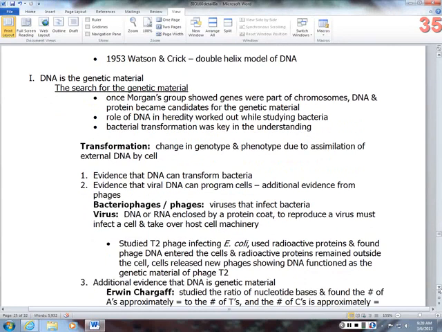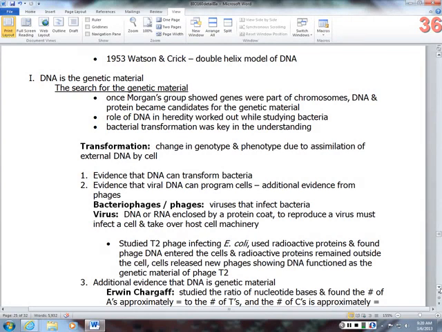So the genetic material. A researcher, Morgan, showed that genes were part of the chromosomes. At that point, they knew there were genes, but they didn't really know what was on these chromosomes and what these genes were made out of. Once they started to figure out that these genes were the units of heredity, that's when they decided that DNA and protein were possible candidates to be this genetic material that is actually carrying this information. So the role of DNA in heredity was worked out while studying bacteria.